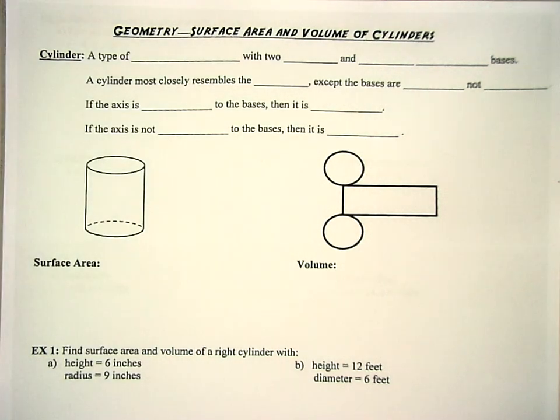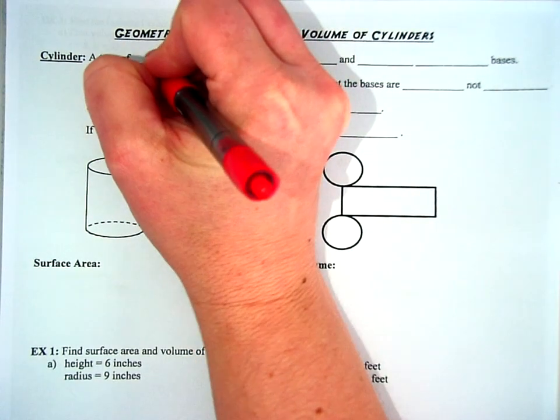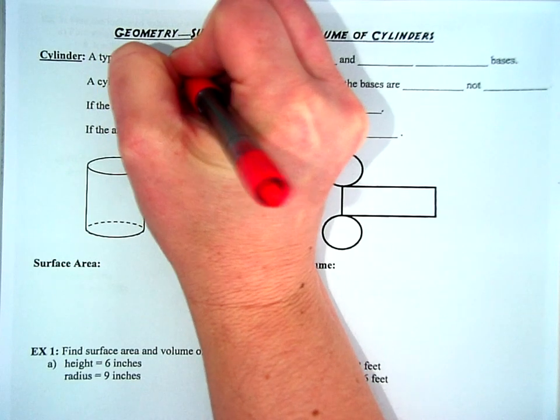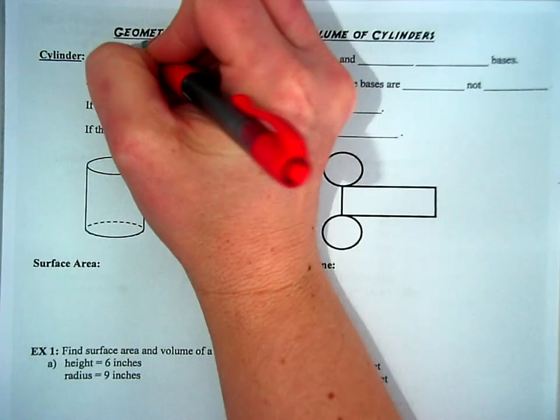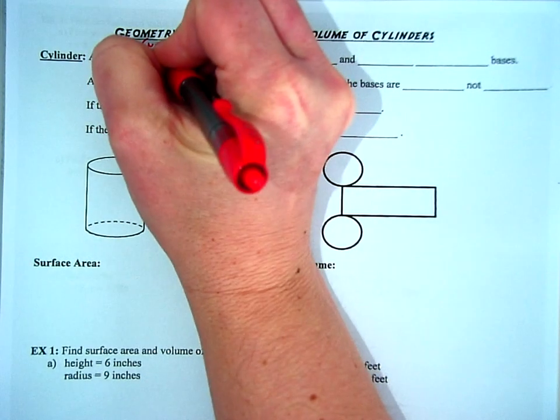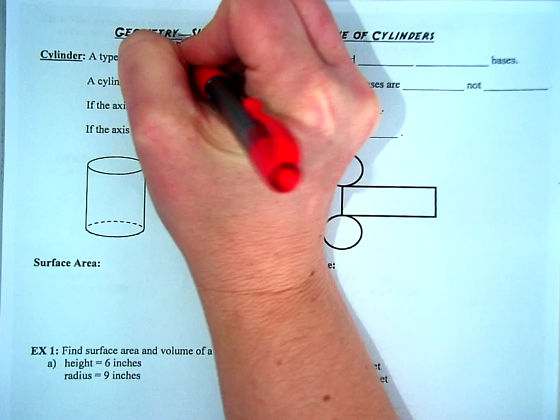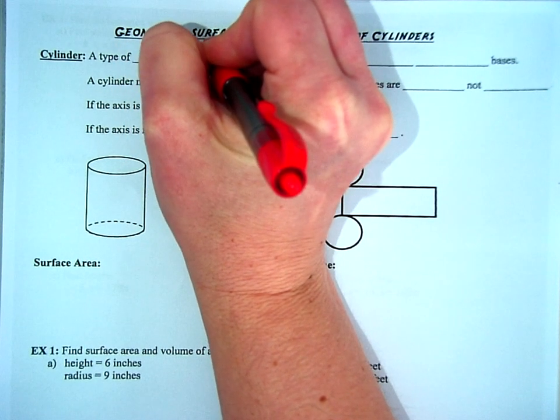All right, today we're taking on the surface area and the volume of cylinders. So first up, just a little vocabulary. A cylinder is a type of solid. I'm not calling it a polyhedron because it's not a polyhedron. It is a type of solid. Let me just emphasize that right here. So, not a polyhedron.